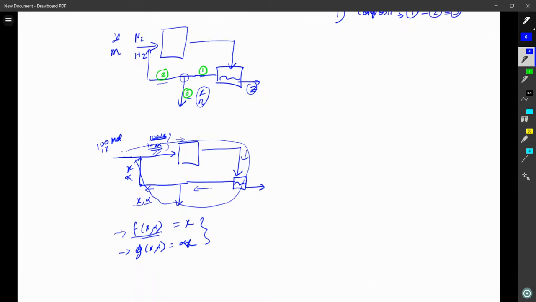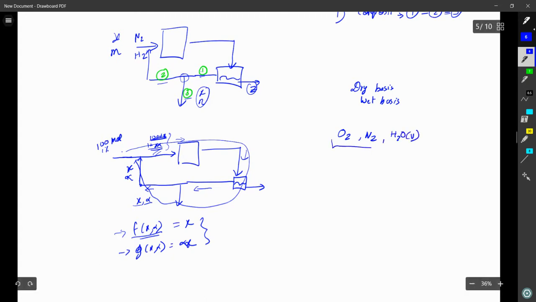That's all about purge. I just want to introduce two small terms, which are dry basis and wet basis. Let's say you have O2, N2, and some water vapor. This is the general composition of air. Without the water it is called dry air, and then you add some water and it becomes wet air. Let's say you have 20 moles of O2, for simplicity, 80 moles of N2 and 10 moles of water vapor in a gas mixture.